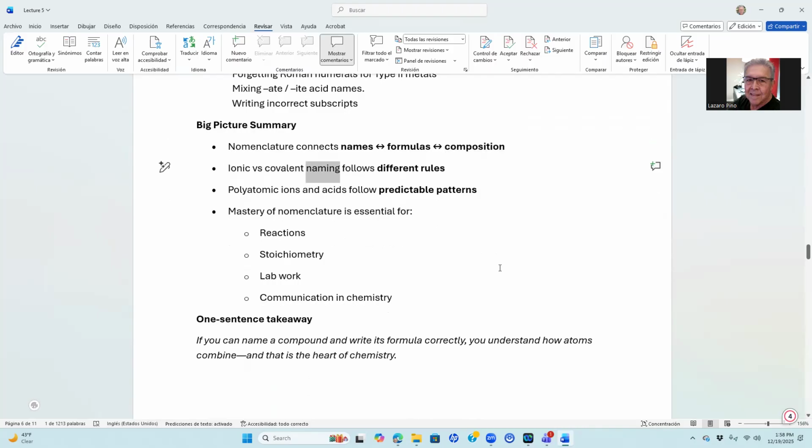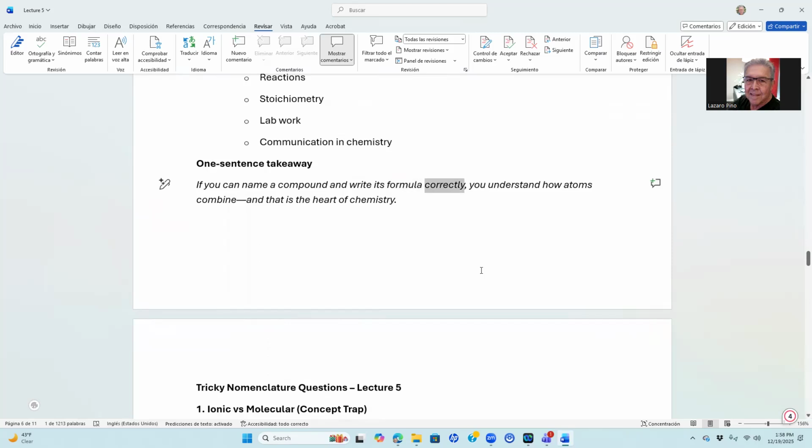Ionic versus covalent naming follows different rules. Polyatomic ions and acids follow predictable patterns. Mastery of nomenclature is essential for reactions, stoichiometry, lab work, and communication in chemistry. One sentence takeaway: if you can name a compound and write its formula correctly, you understand how atoms combine, and that is the heart of chemistry.